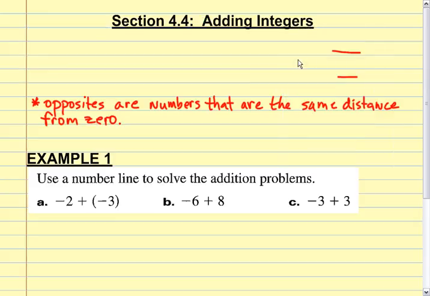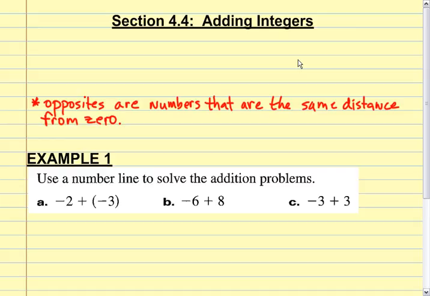I mean, how many of you are going to add using a number line? I mean, you're not going to do that, are you? So let's talk about how to do this without using a number line. Now, for the homework, if you don't use a number line, that's okay. Don't use a calculator. I want you to do it by hand. But you don't need to use a number line.